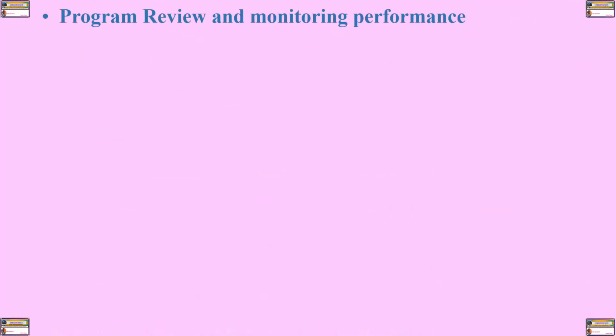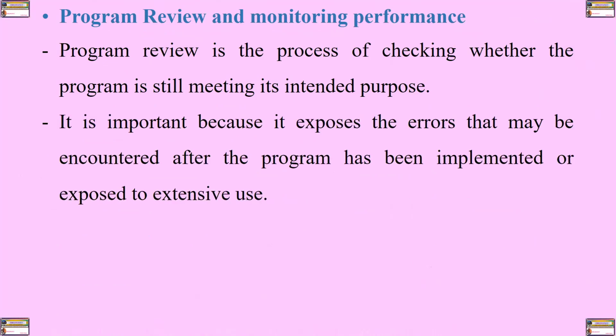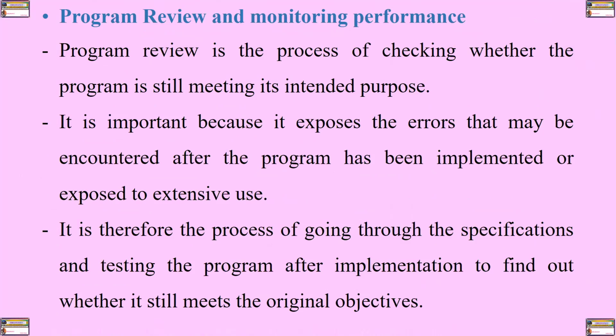When we speak about program review and monitoring of performance, we are simply speaking about the process of checking whether the program is still meeting its intended purpose. It is therefore important because it exposes the errors that may be encountered after the program has been implemented or exposed to extensive use. It is therefore the process of going through the specifications and testing the program after implementation to find out whether it still meets the original objectives or not.